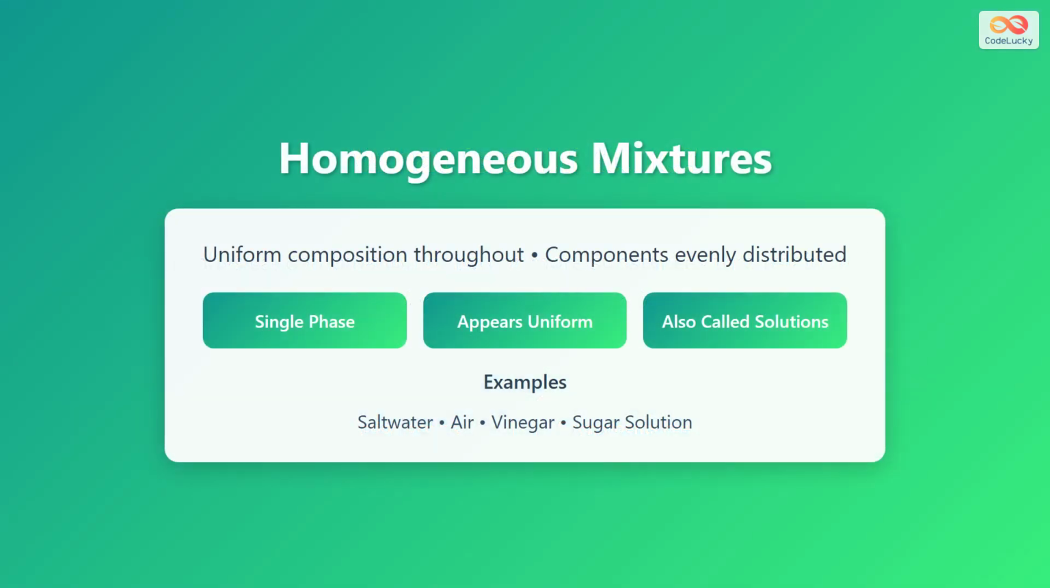Let's explore the first type of mixture, called homogeneous mixtures. These mixtures have a uniform composition throughout, meaning the components are evenly distributed at the molecular level. When you look at a homogeneous mixture, it appears completely uniform, and you cannot see the individual components with the naked eye. They exist in a single phase, which means they look the same throughout. Homogeneous mixtures are also called solutions. Common examples include saltwater, where salt is completely dissolved, air, which is a mixture of gases, vinegar, and sugar dissolved in water.